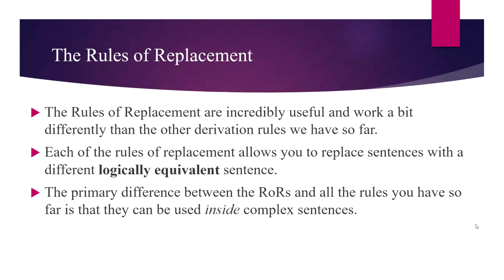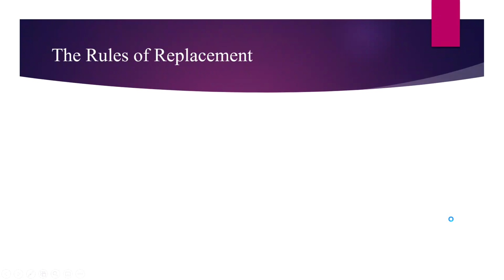they can be used on parts of complex sentences. You don't have to worry about having the sentence you're changing by itself, or about having a specific main connective. Let's go through the rules and then I'll show you how to use them with some examples. First, let's look at the rules of replacement that can be used on any sentence. The first is double negation.